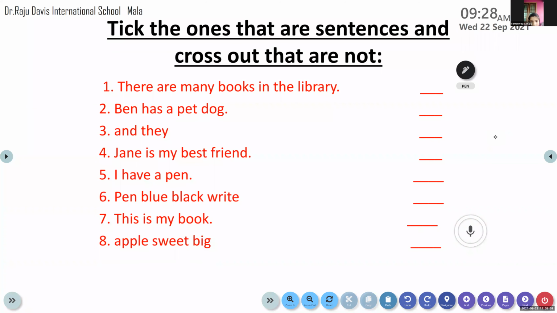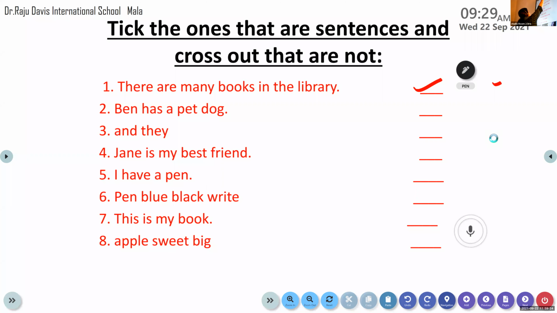Now, listen. There are many books in the library. Is it a sentence? Yes or no? Yes, it is a sentence. So what we have to do? We have to put a tick mark. If your answer is right, put a tick mark against it. Okay, that is what you're supposed to do. All of you mute your audios, my dear children.